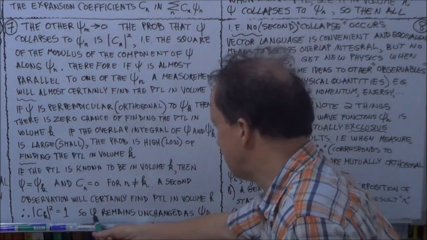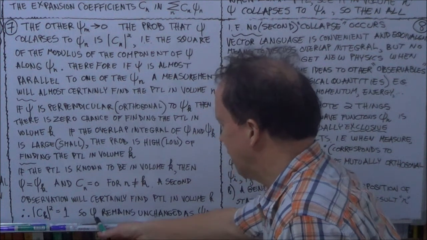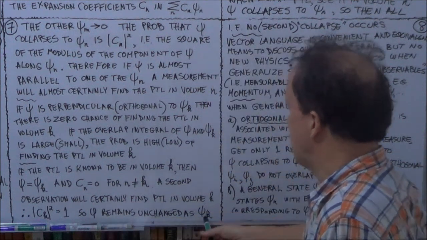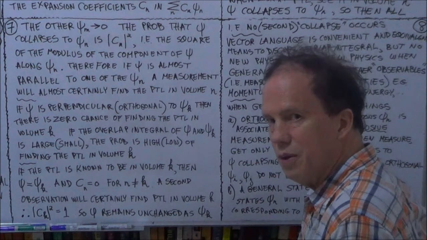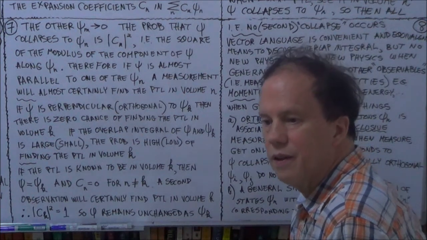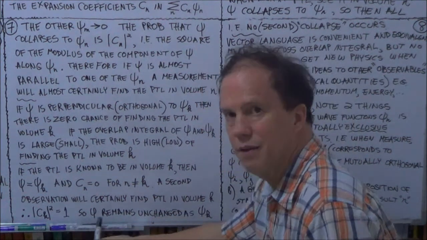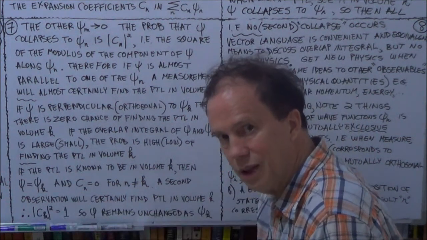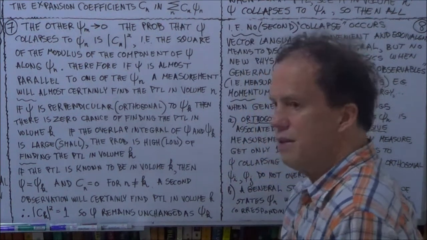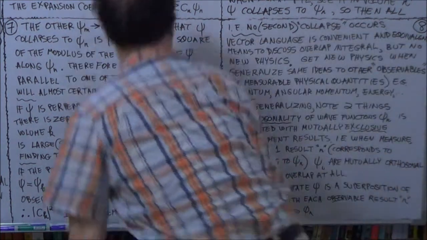So in other words, your psi k just remains unchanged. You do not get another collapse of the wave function because it was psi k to start with, because you knew the particle was in that kth volume.